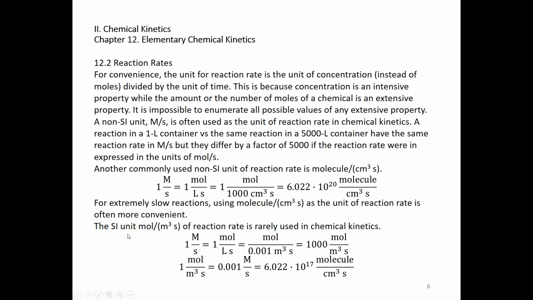The SI unit for reaction rate is mole per cubic meter per second, but this is rarely used in chemical kinetics. We can do some conversion here. So 1 molar per second is 1 mole per liter per second, which is 1 mole per 0.001 cubic meter per second, and it's 1,000 mole per cubic meter per second. Also, we can convert this to molecule per cubic centimeter per second. The derivation is straightforward.